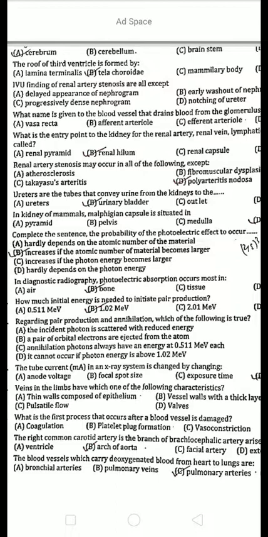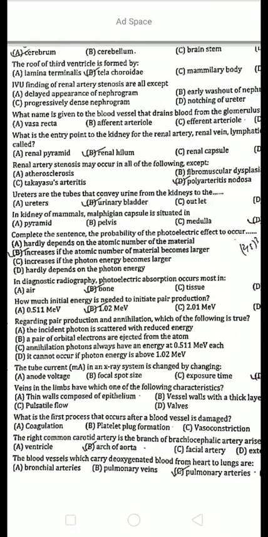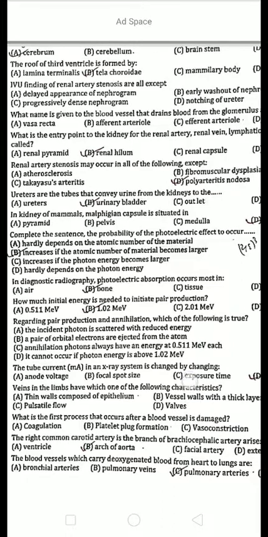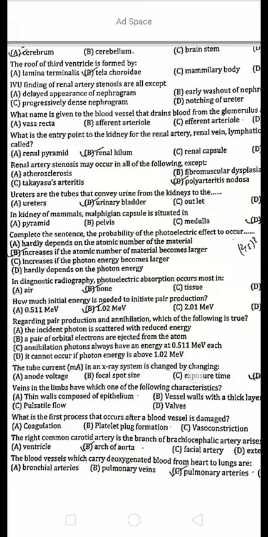In diagnostic radiology, photoelectric absorption occurs mostly in the absorption by bone. How much initial energy is needed to initiate pair production? 1.02 million electron volts. Regarding pair production and annihilation, which of the following is true? The correct answer is B. The orbital electron is ejected from the atom.